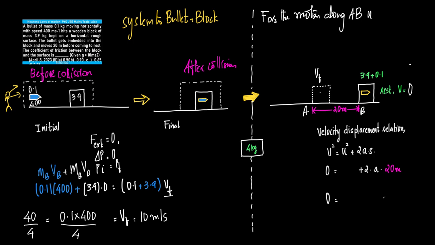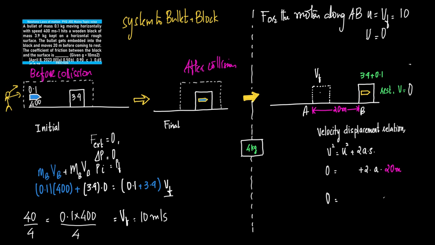what is the initial velocity? The initial velocity is the velocity by which the system was moving after collision. After collision, what is the final velocity? The final velocity is equal to 10 meter per second. Therefore, initial velocity here is the final velocity earlier, which is 10 meter per second. And what is the final velocity here? The final velocity here is the object is coming to rest. Therefore, the final velocity is equal to 0.